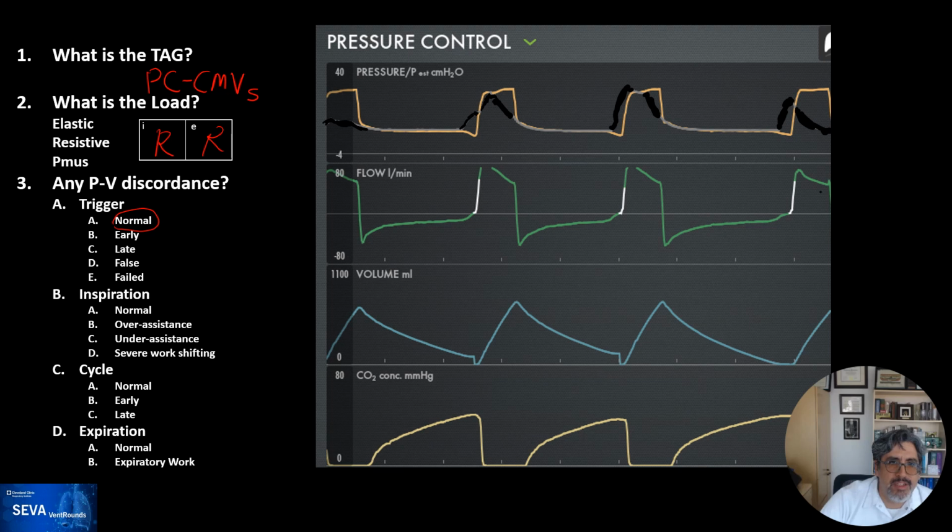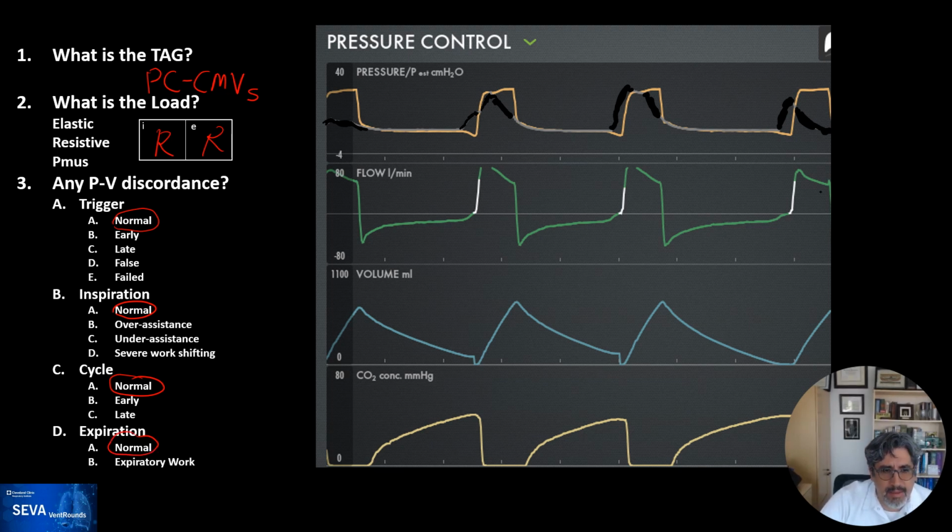In terms of inspiration, I see a little bit of PMOS during inspiration. You can see instead of having that normal decay, you see an amount of PMOS, but it doesn't look particularly evil. It looks actually perhaps normal. And in terms of cycle, I don't see features of early cycle, and I don't see the patient was not even reaching end of flow, so I would say that this is likely normal. And in expiration, we could argue that there is some effort, but I don't see much. I would say that this is probably a passive patient, and so I would call this normal.